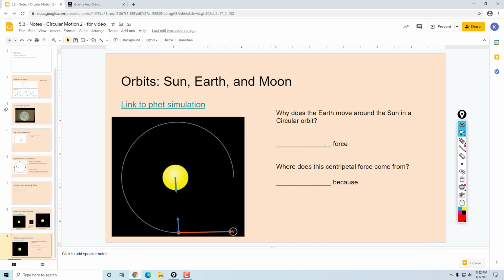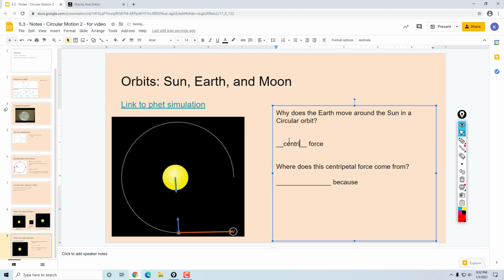Why does the earth move around the sun in a circular orbit? Centripetal force. Where does this centripetal force come from? It comes from gravity, because the sun and the earth attract each other. Okay, that's it.